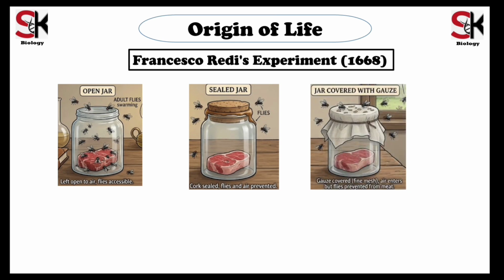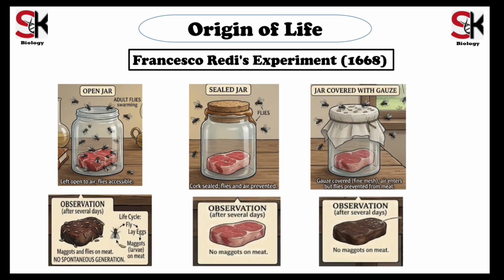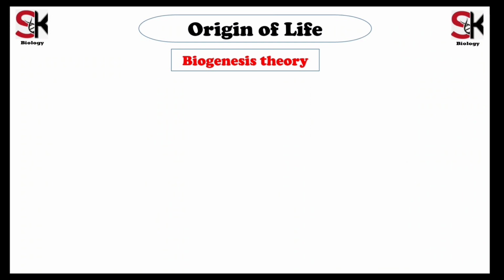After a few days, maggots appeared only in the open jar, where flies could lay eggs. From this experiment, Redi concluded that maggots come from fly eggs, not from the meat itself. This experiment challenged the idea of spontaneous generation.